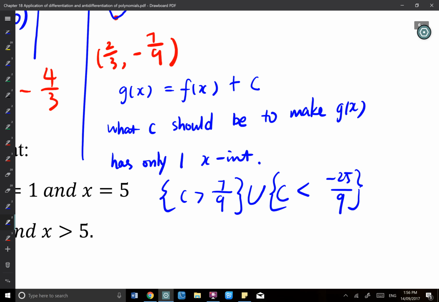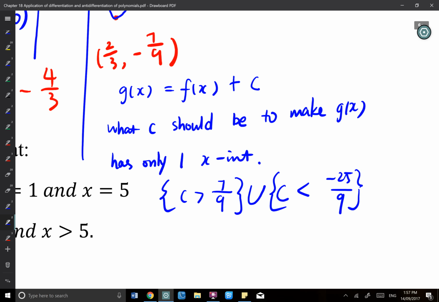You need to realize c is a constant. It decides how much the graph goes up or down. Students most of the time think about the positive one, like moving up, but they never think about the moving down part. So c can be negative. So c can be less than a negative number to make it move down. So you need to include both values here.